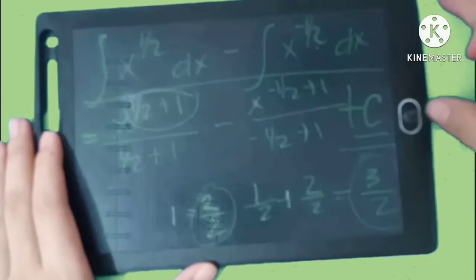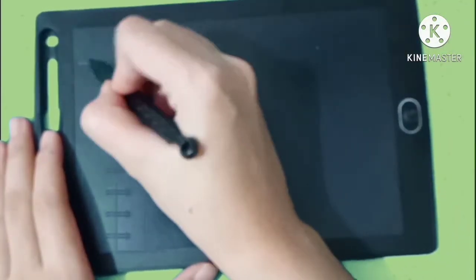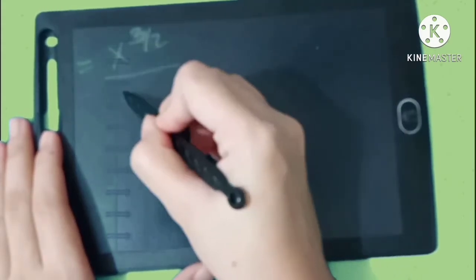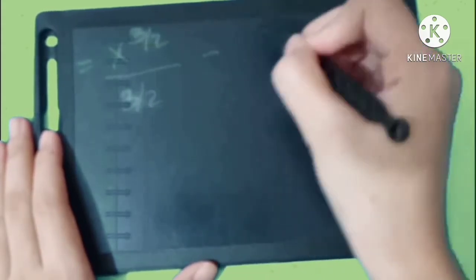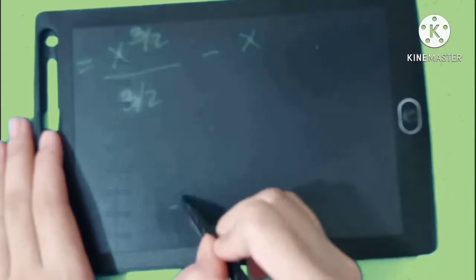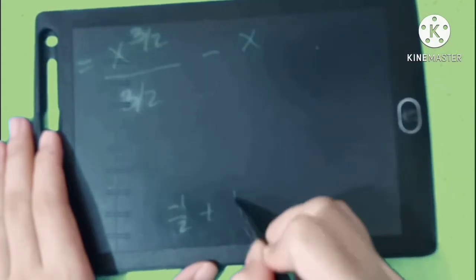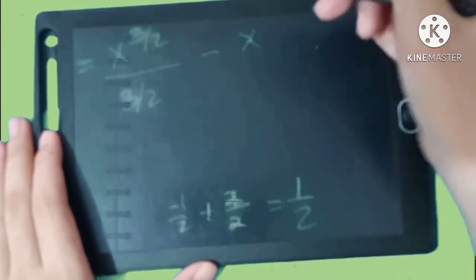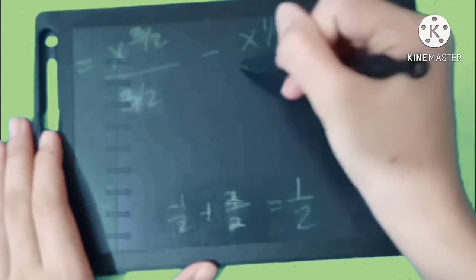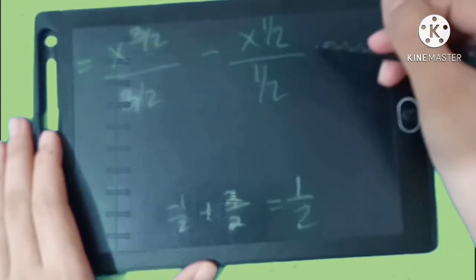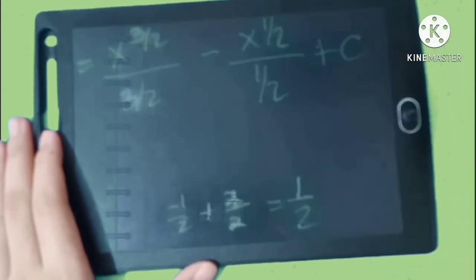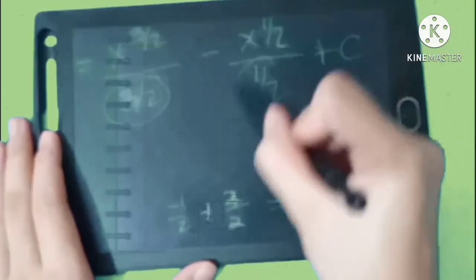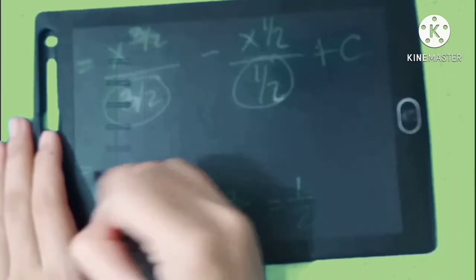So, i-rewrite natin siya. Equals x raised to 3/2 over 3/2 minus x. So, negative 1/2 plus 2 over 2 is equal to positive 1/2. So, x raised to 1/2 over 1/2 plus c. So, ayan na ba yung final answer? Syempre, hindi pa kasi may fraction pa sa baba. So, eto, kailangan natin yung i-reciprocal. Okay? So, gawin na natin.